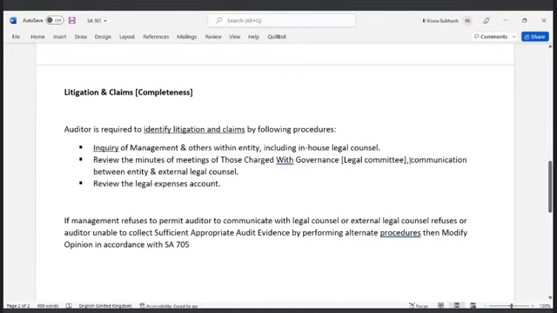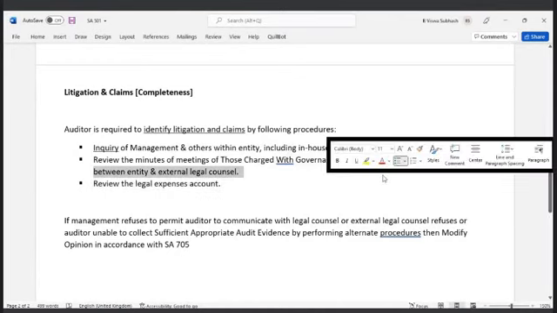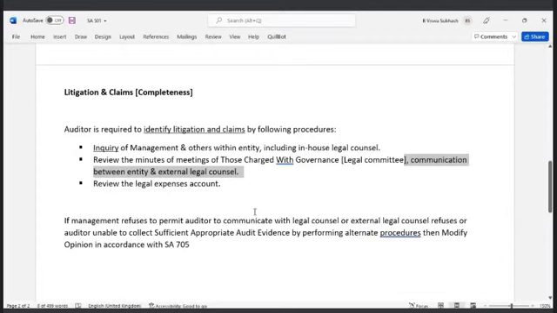And then you can look at the communication between the entity and the external legal counsel. What are the correspondences that were made between the entity and the external legal party? Then you know what cases were discussed, what is the status of them, what the outcomes of the case are, whether a provision is required, whether a settlement is required, whether a receipt is going to come in, and whether this requires any disclosures in the financial statements. All of that analysis you can do based on these reviews.